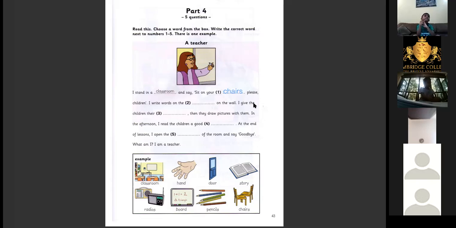Number two, then let's go through the next one, please. Children, sit on your chairs, please, children. I write words on the blank. Where does the teacher write words, Putha? Board. Yes, on the board. Very good. Then write the word board for question number two. I write words on the board. Words means vachana.